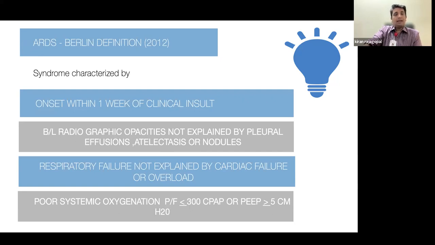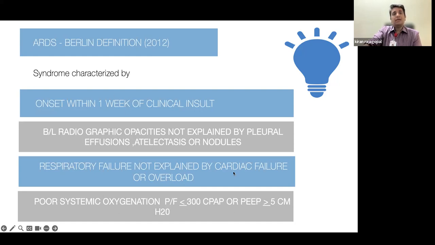Okay. And the third criterion is that respiratory failure should be there, and the cause of respiratory failure should not be any cardiac failure or fluid overload. And there should be evidence of poor systemic oxygenation, which is depicted by the PF ratio. We will discuss PF ratio in the coming slides. So evidence of poor systemic oxygenation, PF ratio less than or equal to 300. But you see, they have an additional condition also, that is PF ratio less than or equal to 300 with a CPAP or a PEEP of more than or equal to 5.